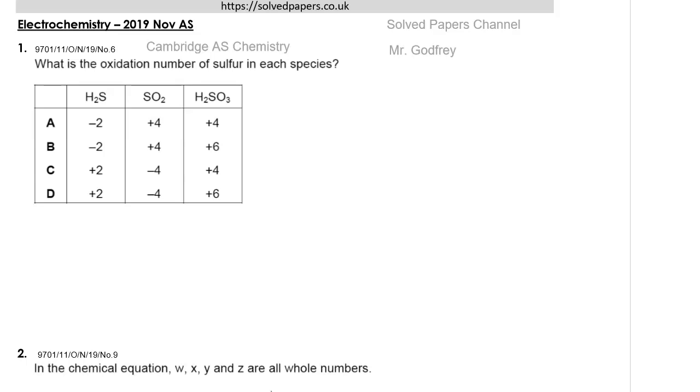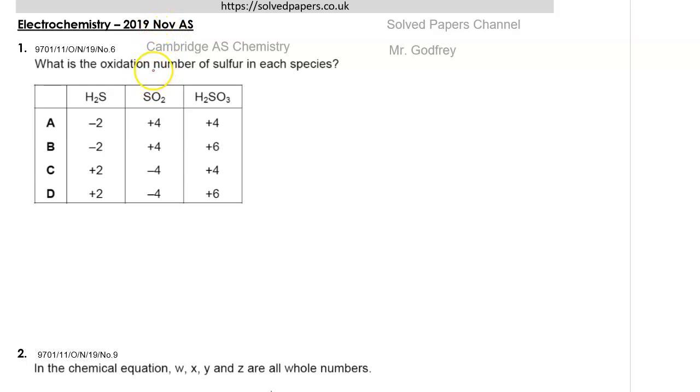Let's get started. In every question you'll be seeing this kind of writing here. This is to tell you which paper that question was set and what number it was. This was variant 1-1 of the October-November 2019 exam series, and this was number 6. That could be of importance to you if you wish to refer to the past papers and also check up with your marking scheme.